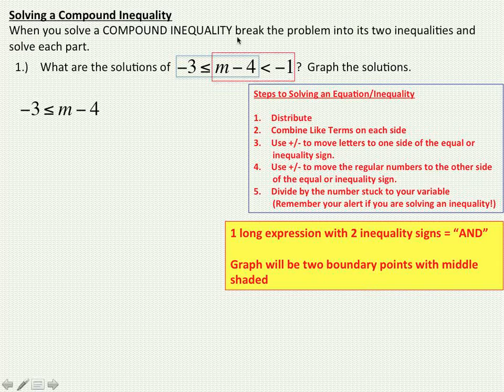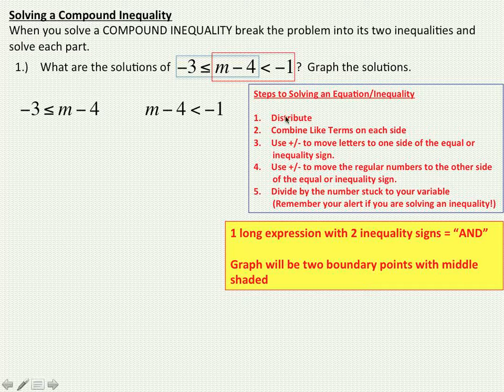Here's the second one. So again, the whole middle, everything between those signs goes with the whole problem. I would suggest that you draw these boxes each time. It'll make your life easier. So m-4 is less than -1. Looks like that. So now it's really just 2 problems. You know, we've been doing these problems for a while. So you just have to solve them.